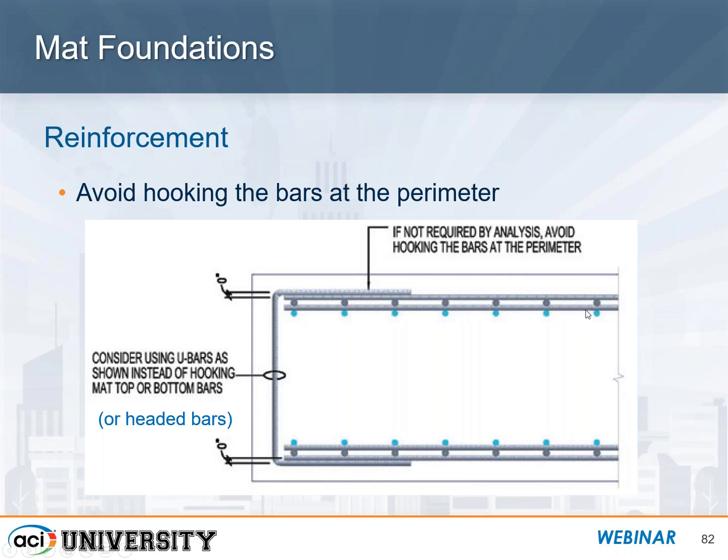Now, more often than not, you may not need to develop the top or bottom bars at the end, but if for any case you do, for whatever the situation may be, instead of hooking these bars, which could be fairly significant, number 11 bars is not uncommon in these very thick, heavily reinforced mats, instead of providing a hook at the end, you can provide this U-shaped bar that will help develop those bars. Now, in lieu of using the hooks, especially for the bigger bars, headed bars work out very well in this case.